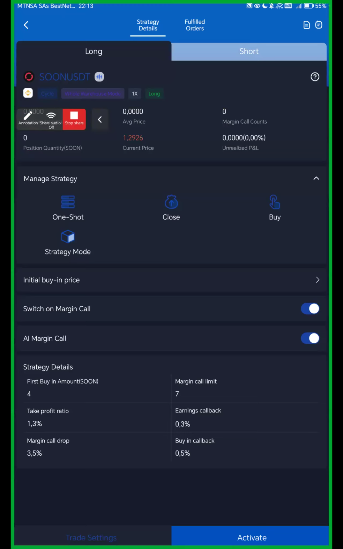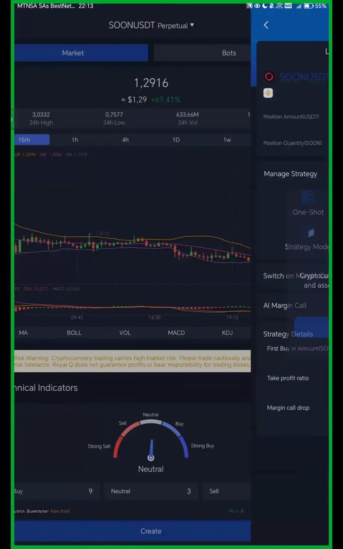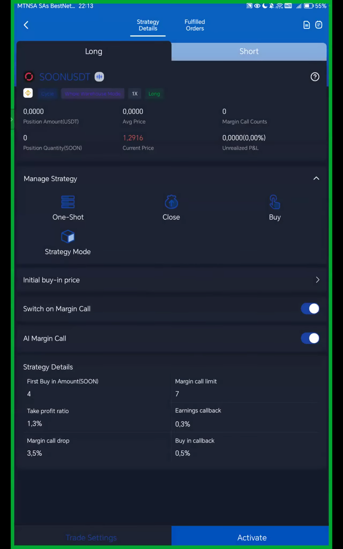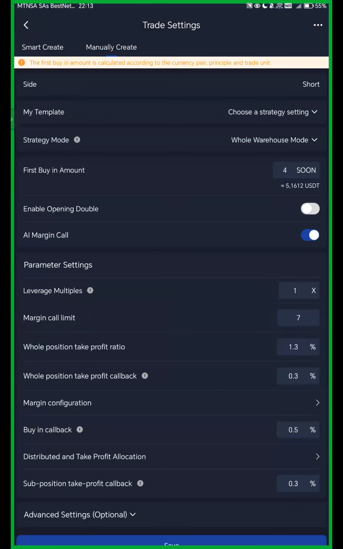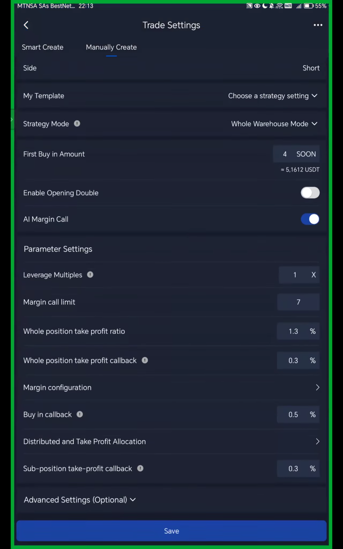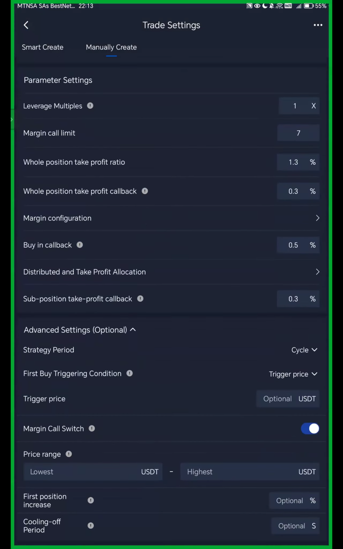I don't want to go into detail about that. I'm teaching you how to set a robot using the MACD indicator so that it can pick a signal on your behalf. Let's come to short. The same coin, let's come to the short section. When you tap on the short section, you tap on trade setting, you tap on manually create, you tap on advanced setting. You are shorting the market.